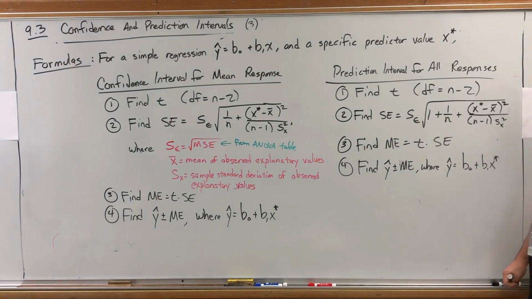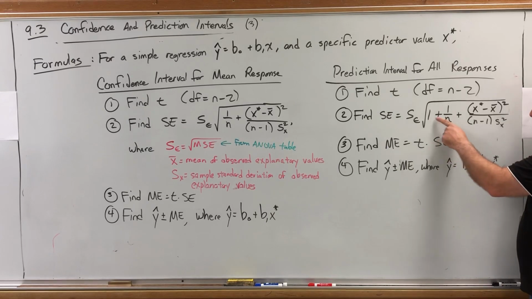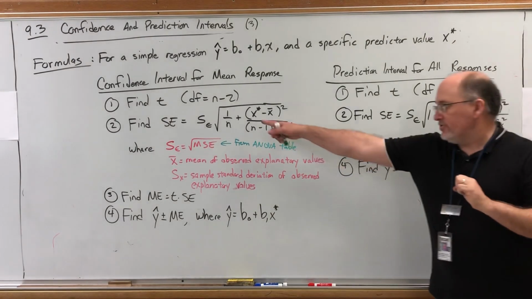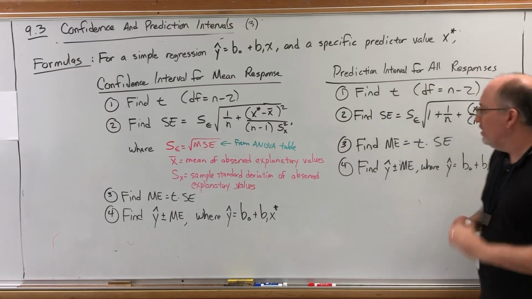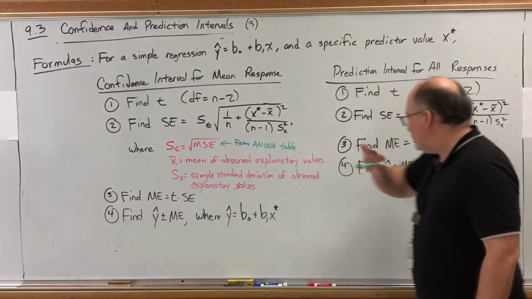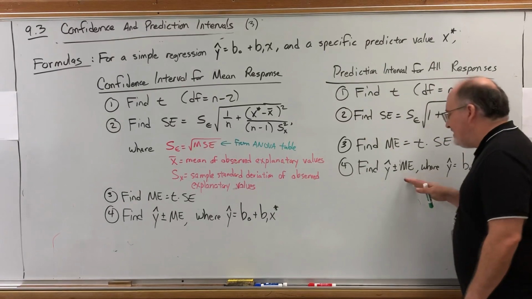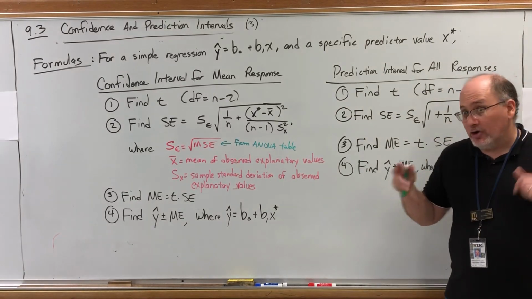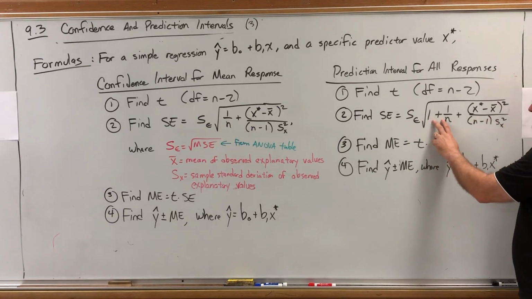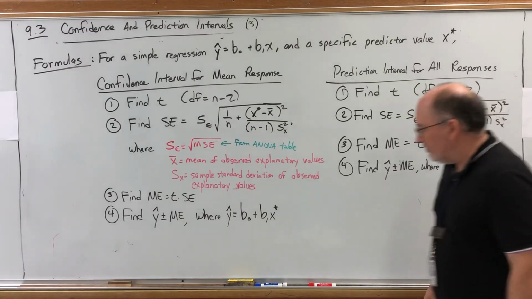That 1 plus doesn't make a whole lot of difference, but here's the impact it has. As a consequence of this 1 added under the square root, the value of the square root is slightly larger than the value of the square root over there, which means the standard error is slightly larger, which means the margin of error is slightly larger, which means the interval is slightly wider. So as a consequence of this 1 plus, your prediction interval will always be wider than your confidence interval.